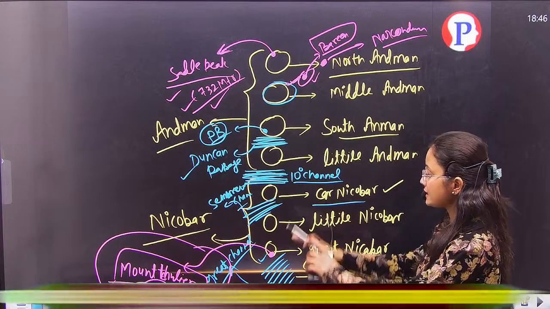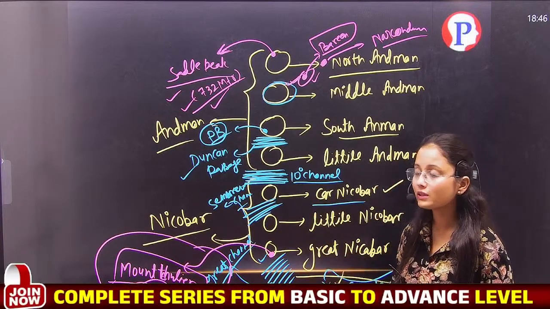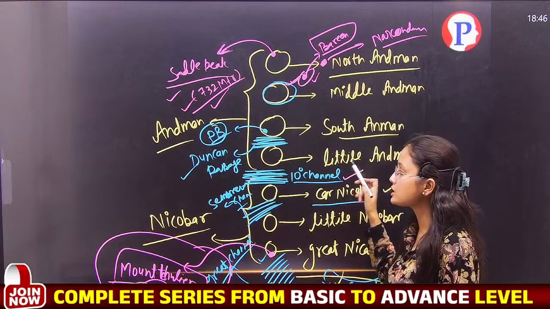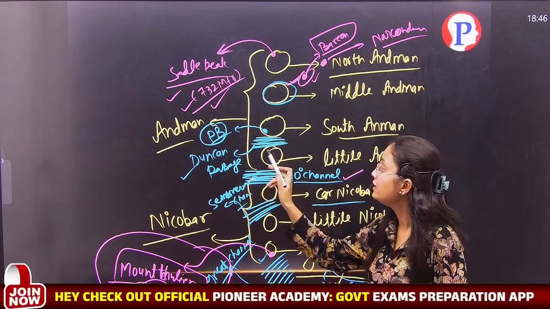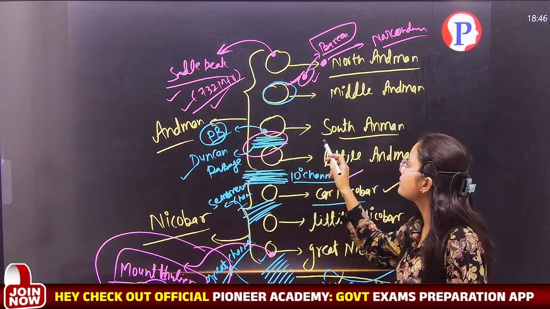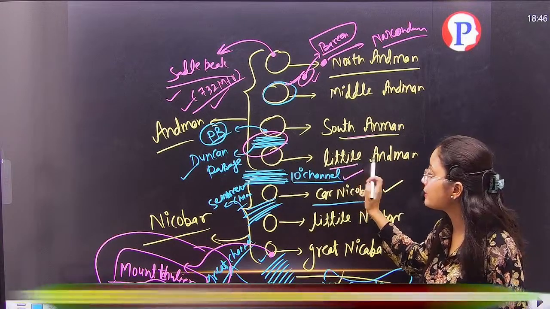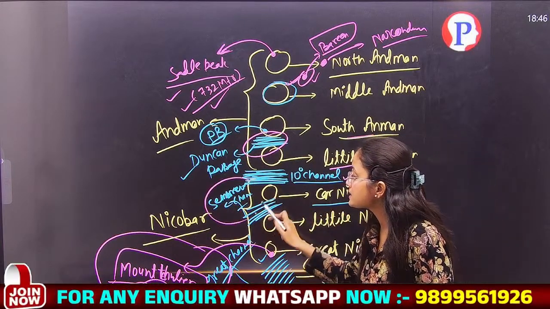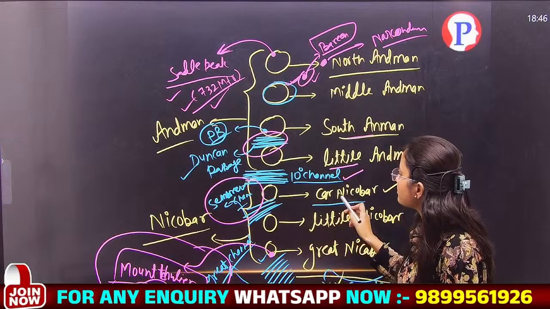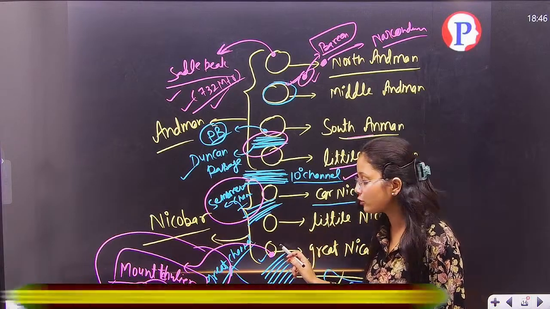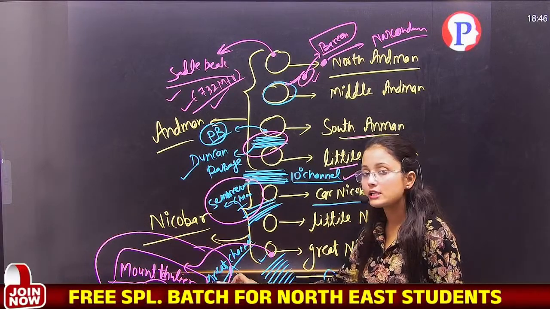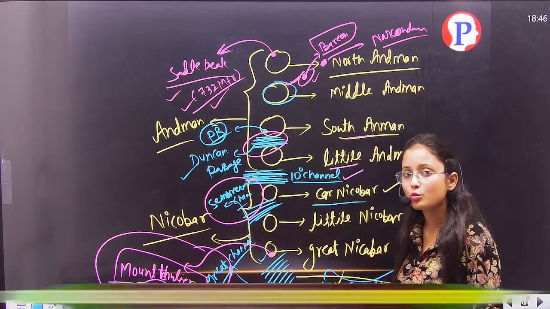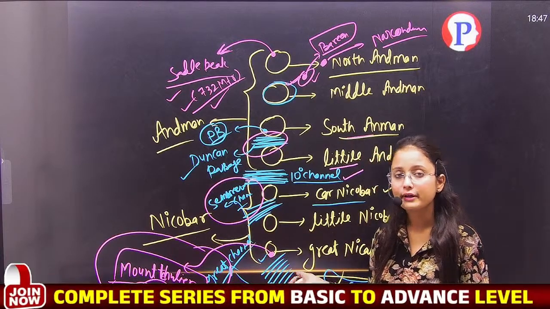So these are the things we have discussed. First of all, the 10-degree channel is located between Andaman and Nicobar. Duncan Passage is located between South Andaman and Little Andaman. Sombrero Channel is located between Car Nicobar and Little Nicobar. And Great Channel is located between Great Nicobar and Sumatra. Sumatra is a part of Indonesia.